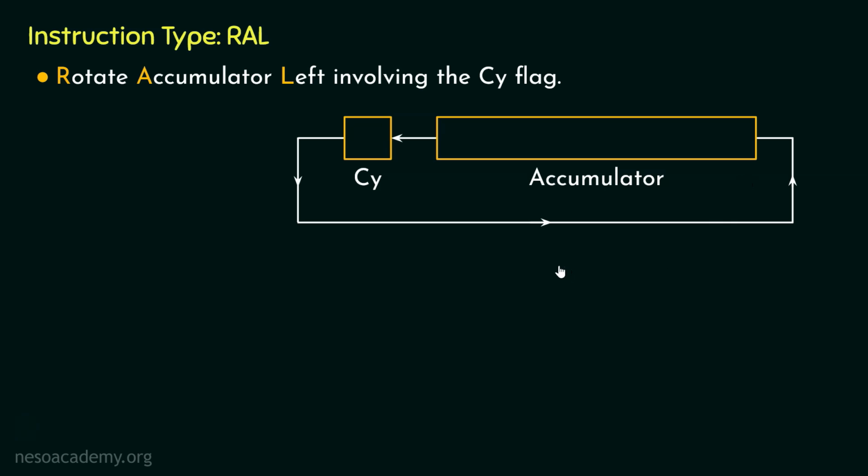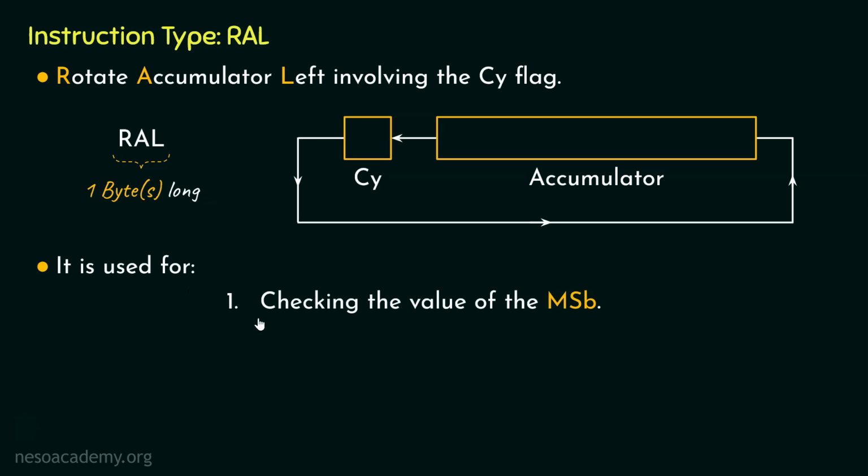I am going to explain this entire process with an illustration, but for now, remember, RAL stands for rotate accumulator left involving the carry flag. Now the instruction RAL also falls under the 1 byte long instructions category, and it can be used for checking the value of the MSB just like the previous instruction RLC, because here also we are sending the most significant bit to the carry flag.